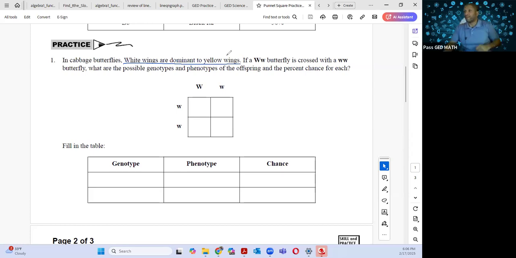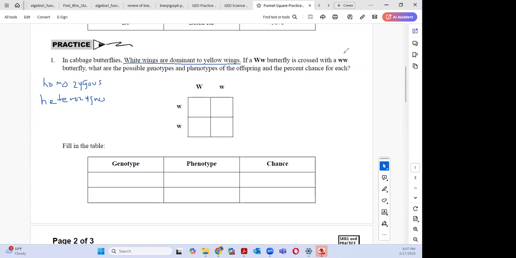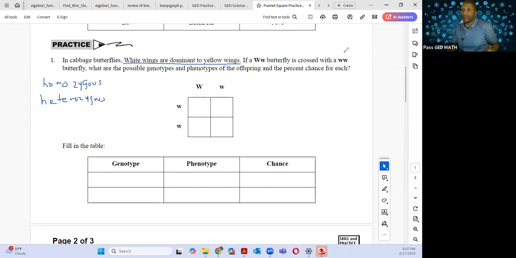It says a capital W and a lowercase w, right? So we have homozygous and heterozygous. The prefixes you need to recognize: homo means the same, and hetero, just like heterosexual, means different. So this will be heterozygous. This will be homozygous recessive. Why? Because they're the same and they're both lowercase.